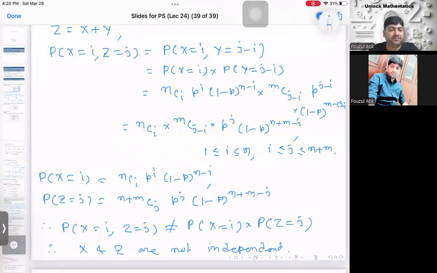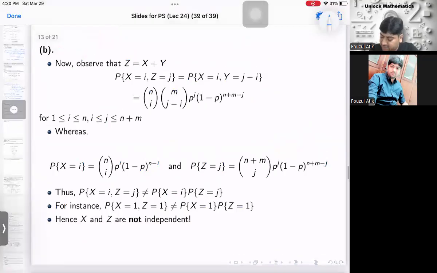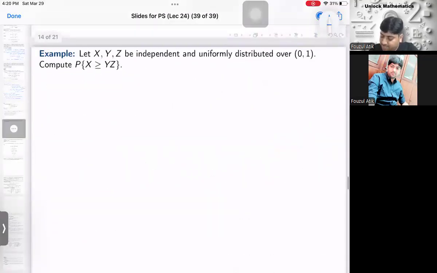I hope you understand. Okay, we have one more example. Yeah, this one we have already done. We have one more example. How do we solve it? Let X, Y, and Z be independent and uniformly distributed over (0, 1). Then compute P(X ≥ YZ).